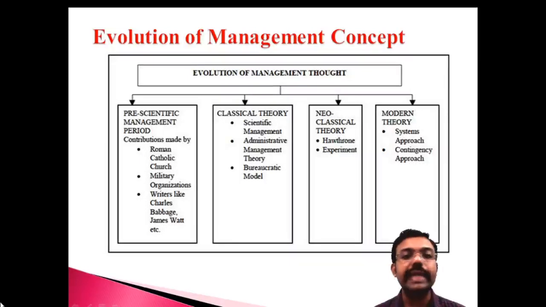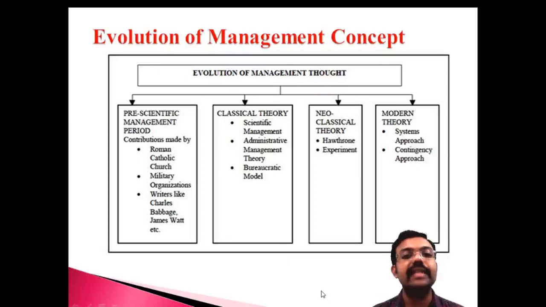Okay, and these are the four important periods in the history of management. One is the pre-scientific period, another is the classical period, third is the neoclassical period, and the fourth is the modern period. In the pre-scientific period, contributions were made by the Roman Catholic Church, military organizations, and writers like Charles Babbage and James Watt. The second is the classical period, consisting of scientific management by F.W. Taylor, administrative management by Henry Fayol, and the bureaucratic model by Max Weber. The third is neoclassical, the Hawthorne experiment. And modern management theory believes in two important approaches: the system approach and the contingency approach.